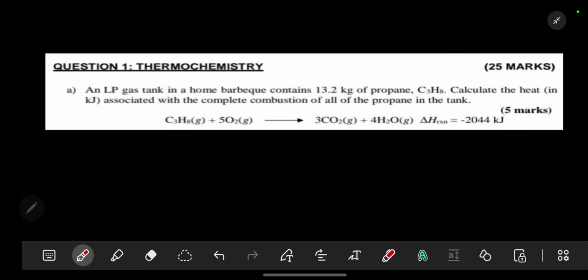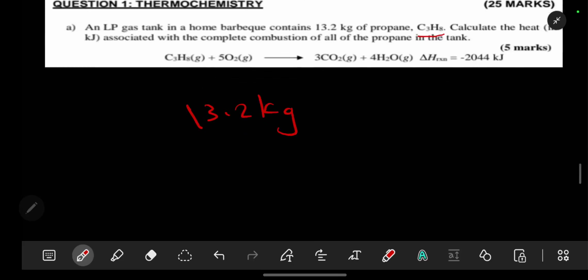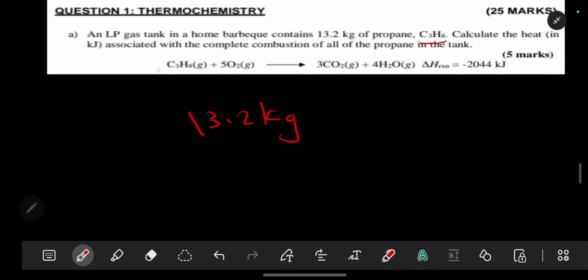So we have an LP gas tank in a home barbecue, which contains 13.2 kg of propane, which is C3H8. Calculate the heat in kilojoules associated with the complete combustion of all of the propane in the tank. So what are we going to do? To answer this one, we are going to do the same. Propane is the one that they have given us.